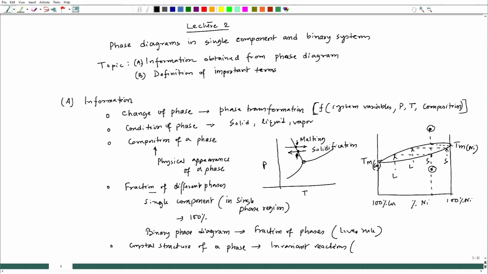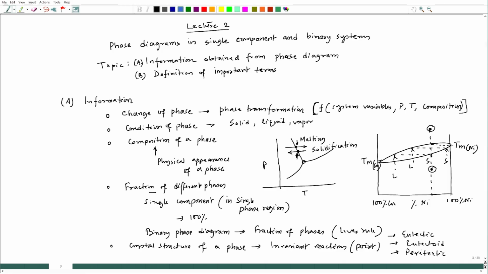Reactions, or we can say invariant points, where a particular invariant reaction happens, like we can get eutectic, we can get eutectoid, we can get peritectic, okay. Several such reactions we can get.